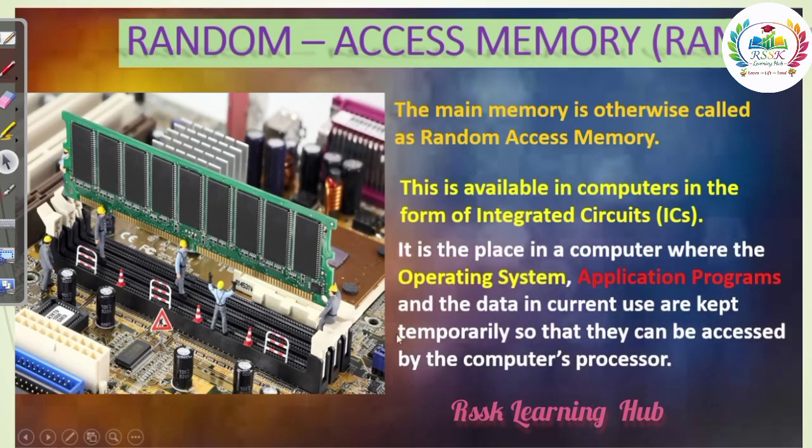Application programs and data that are in current usage are kept temporarily so that they can be accessed by your computer processor. That is the main use of your random access memory. It is the place in your computer where your operating system gets accessed.